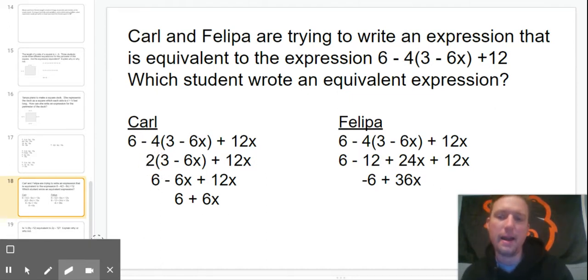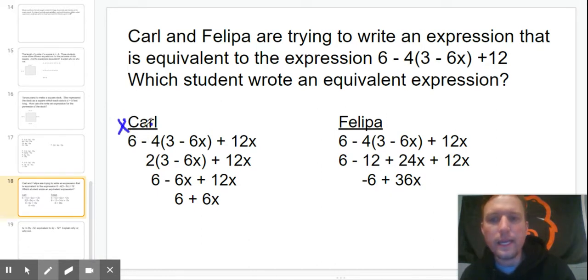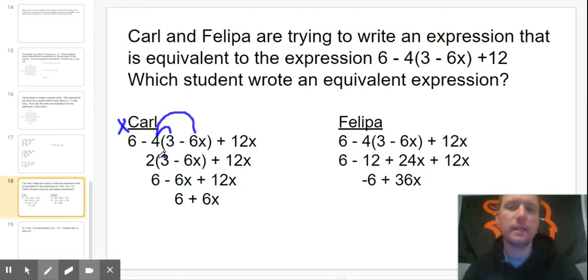So right off the bat, I can look at this and say, Carl, I'm sorry, but this is not correct. So Carl would be incorrect because he subtracted here. What he should have done is he should have taken this 4 and multiplied it by 3 and then multiplied the 4 times 6x. That is called the distributive property of multiplication. You take this 4 and you multiply it by everything in the parentheses.